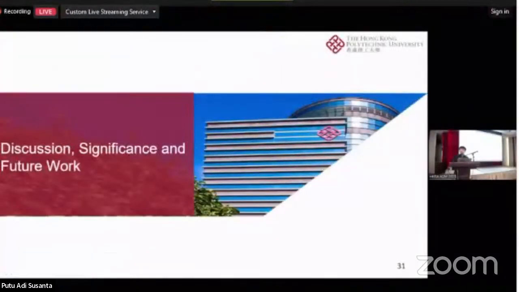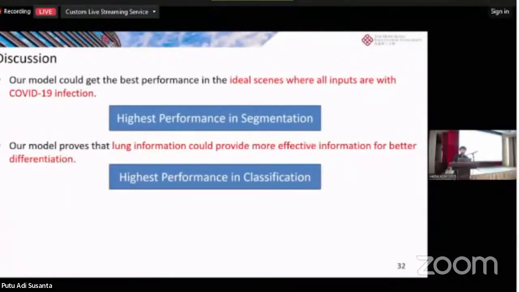And the final part is the discussion, significance, and future work while the COVID-19 has ended. First of all, our model has the best performance in the ideal scenario when all inputs have COVID-19 infections, which is also the same assumption as the current deep learning algorithms. And the next part is that our model also gets good performance in the differentiation, which proves that the integration of the lung region information could provide more effective information for better differentiation and segmentation.